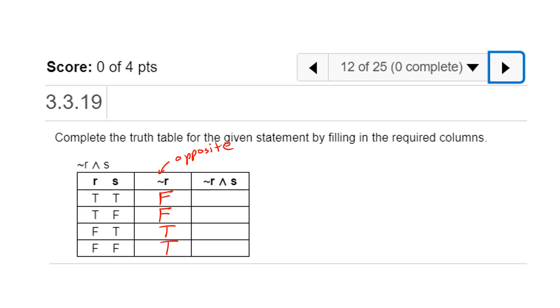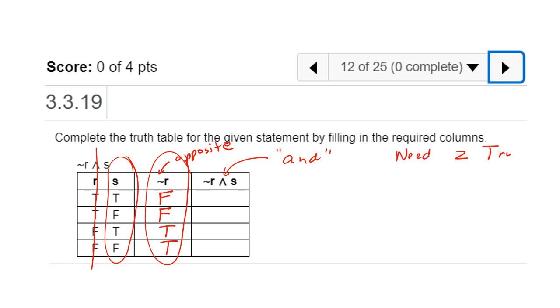Now we're going to put this all together. We'll look at the not R column and we'll look at the S column. So disregard R for this last one. Now remember, the upside down V means and, which is a conjunction. The only way to have a true here is you would have to have true, true in successive order. So I need 2 trues to yield true in the last column.